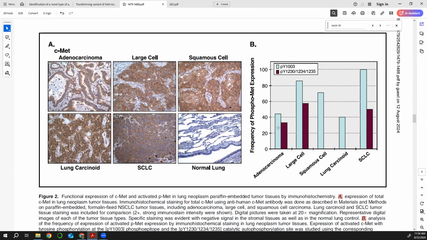Okay, in adenocarcinoma, both juxtamembrane and tyrosine kinase domains are phosphorylated in about 40% of tumors, a somewhat higher percentage in large cell carcinomas, and in small cell lung cancer. What is bizarre, and I don't know exactly how to explain this, is that only the juxtamembrane domain is phosphorylated in squamous cell carcinomas and lung carcinoids. Okay? So if anyone has an explanation for this, I'd love to hear it in the comments.